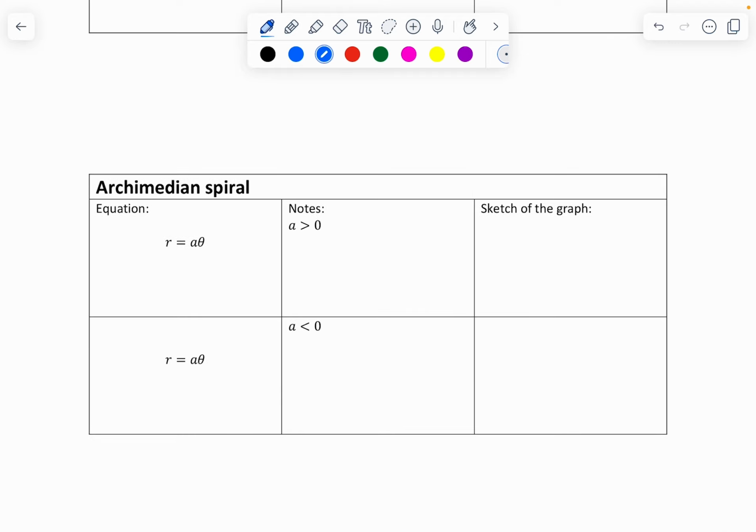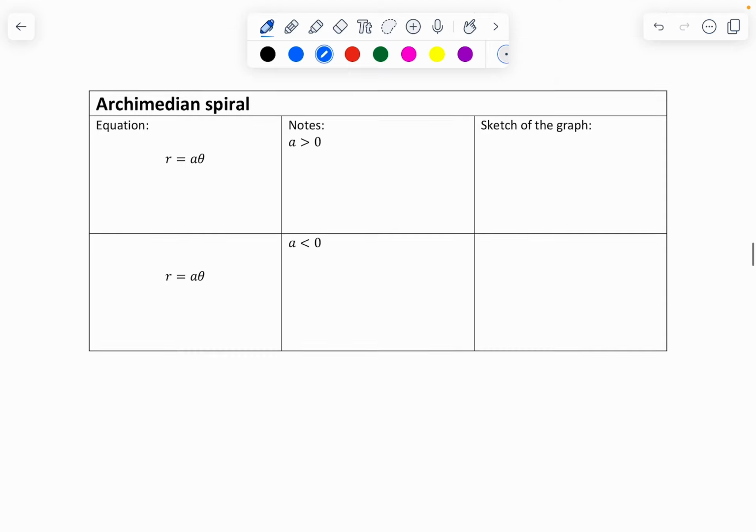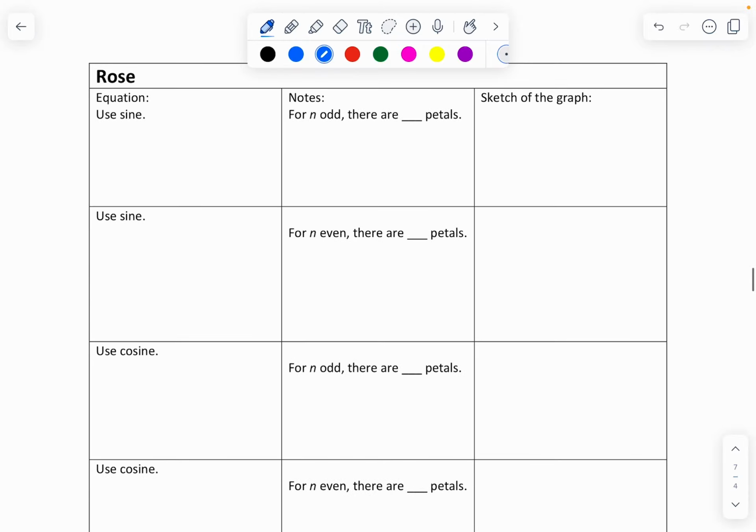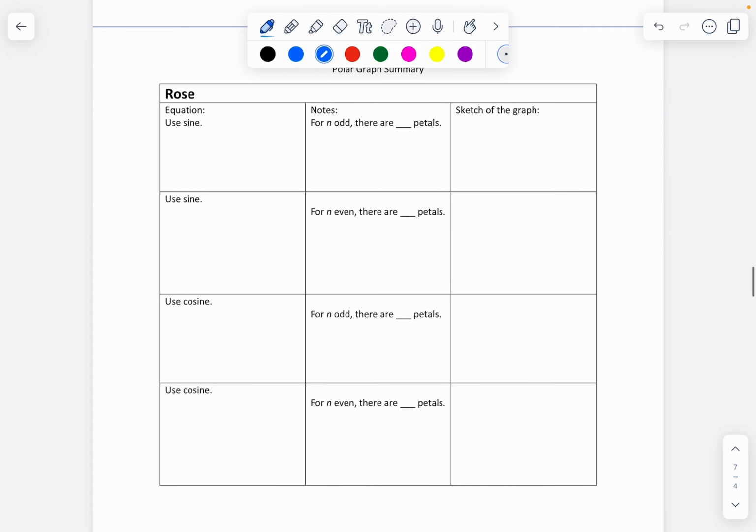The Archimedes spiral is cool. However, it's not directly required for AP. They'll give you some weird equations and ask you some rate of change questions, but they wouldn't ask you to draw it by hand. Okay, here's the rose, and if n is odd, there are n petals.